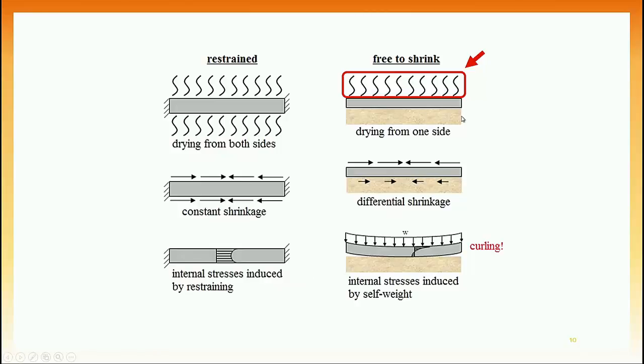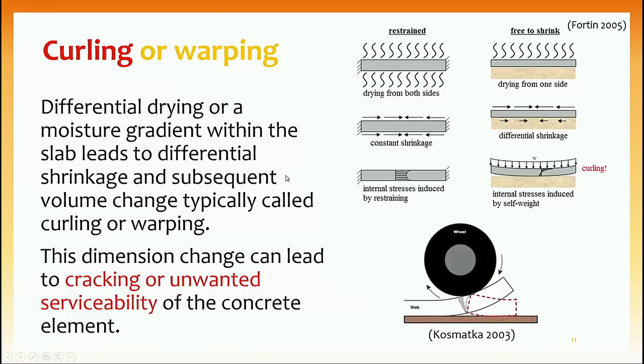But when it's free and there's no restraint, such as what we have in concrete pavements or slabs, and when the drying happens from only one side of the sample, we will have more shrinkage on the exposed surface and less shrinkage at the bottom. This differential shrinkage can cause some deflection, which is called curling or warping, which I'm going to call curling from now on. And because of these curled edges, when traffic goes on top of it, for example on the highway, we will have some unwanted serviceability issues like cracking.